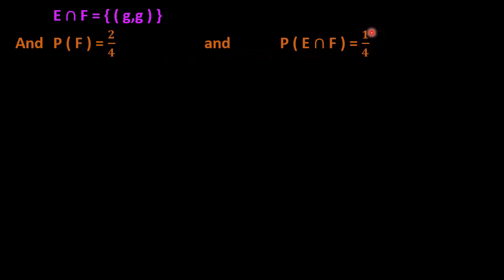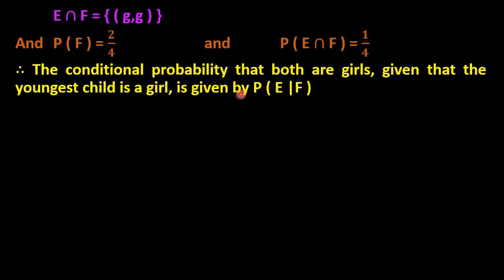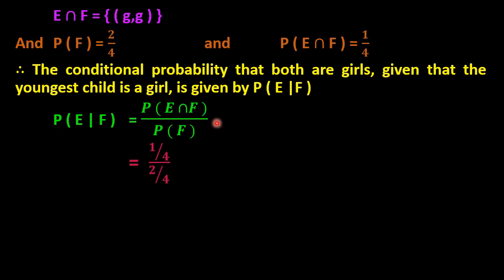Because there is only one element in the set E intersection F and the total number of elements in the sample space is 4. And then we find the conditional probability that both are girls given that the youngest is a girl. And it is represented by P E by F. So this is the formula, P E by F equals to P E intersection F divided by P F. So using this value here, and after simplification, we will get 1 by 2. So the probability is half.